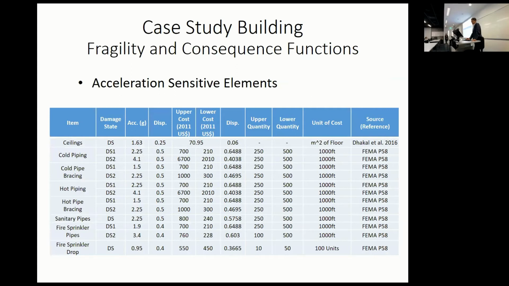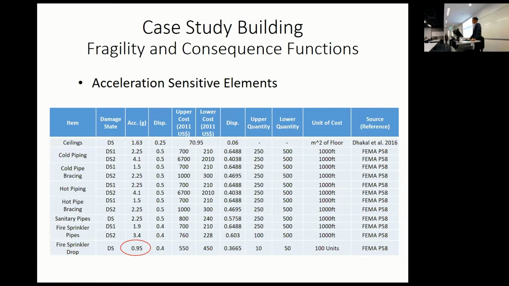In terms of acceleration sensitive elements, these are the acceleration sensitive fragility functions. I should clarify for those who are not familiar, some types of elements like ceilings and pipelines and so on are more sensitive to the shaking itself, the accelerations that you feel, whereas for others it's the drift we're imposing on the element, how much deformation. So that's why I'm classifying the two. If you look here, the most acceleration sensitive element was the sprinklers, and they're expected to start getting damaged at about 0.95 G.